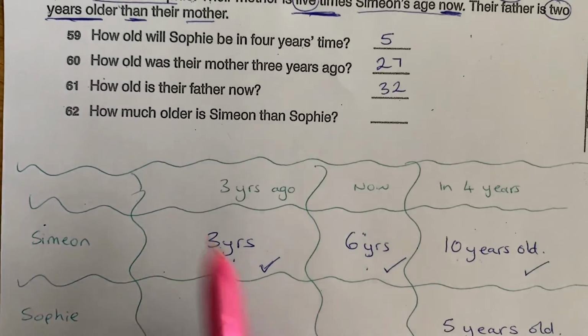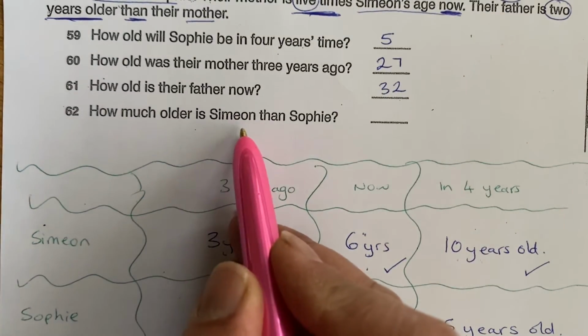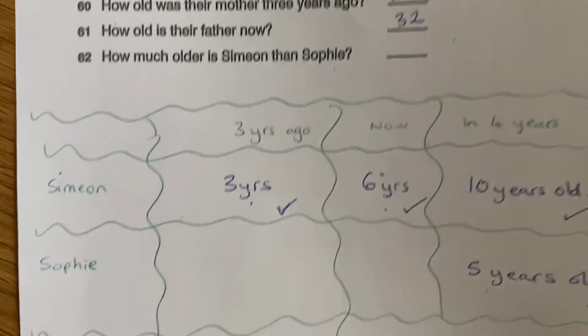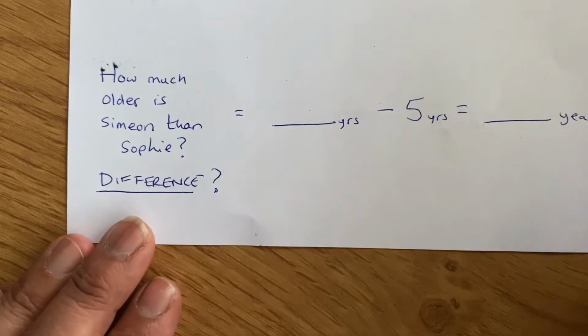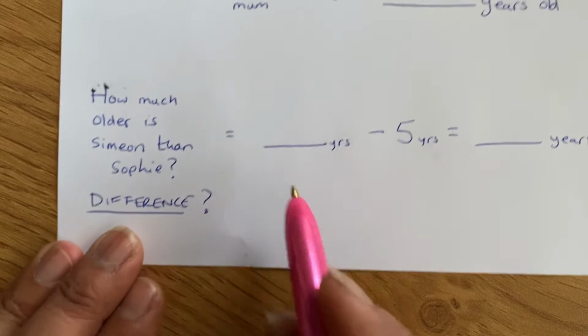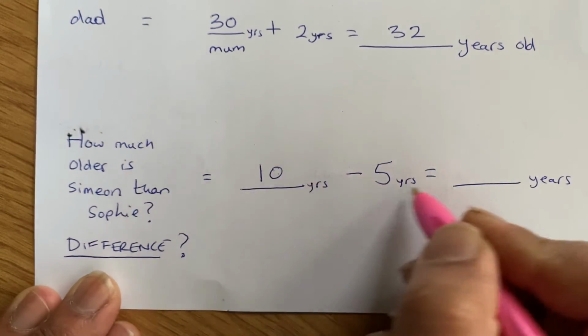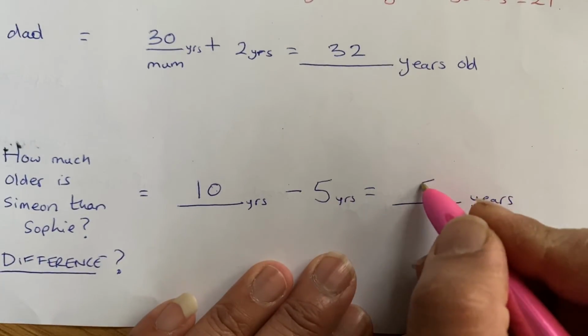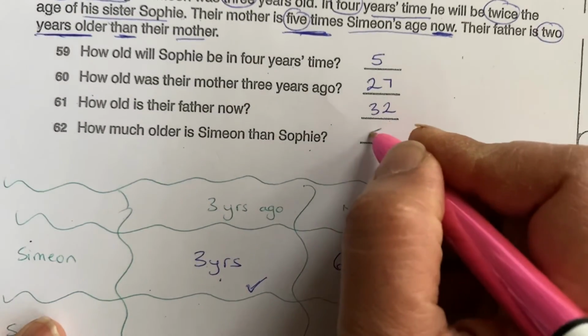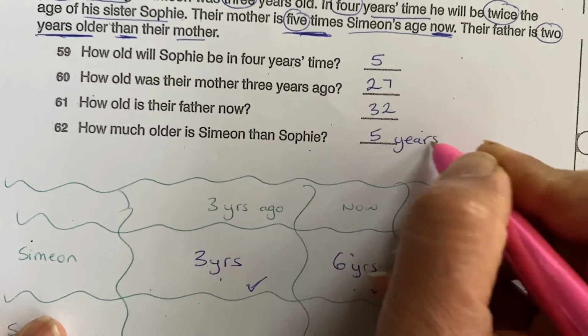Now the last question, how much older is Simeon than Sophie? So how much older? Now we're looking at what's the difference. Well, the difference is 10 years, take away 5, and so the answer must be 5. And that is the answer to the last one, 5 years.